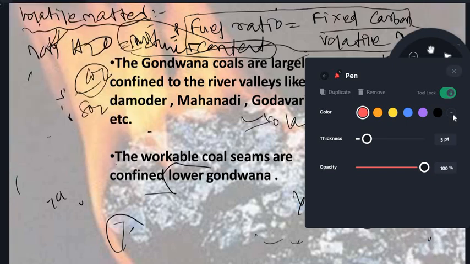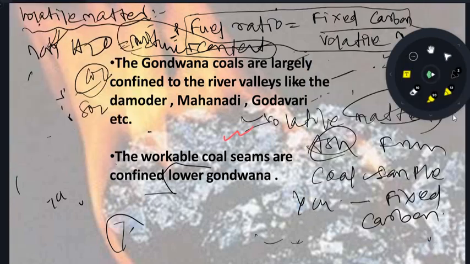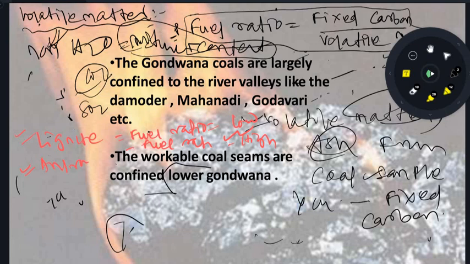Wait, my pen is not working. Yes, now it shows. Lignite का fuel ratio is low. Okay. Anthracite का fuel ratio is high. Clear or no? So that means the anthracite is the high quality coal and lignite is the low quality coal. Clear? Any doubt till now?